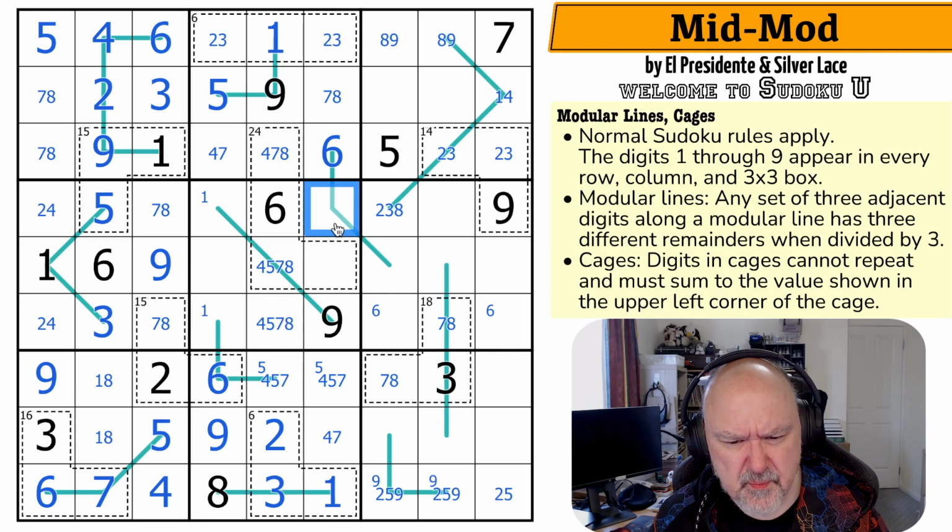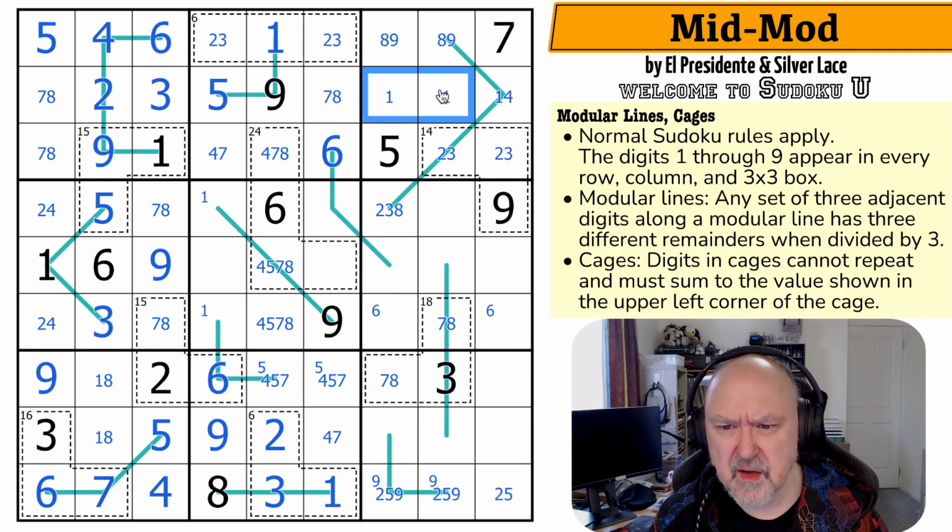I'm seriously stuck. And this was supposed to be an easy puzzle. I think my scanning's just awful. This was sent through as one of the easiest puzzles in the entire series. So this is a triple. 1, I've got 2, 3, 4, 1, 4, 6.